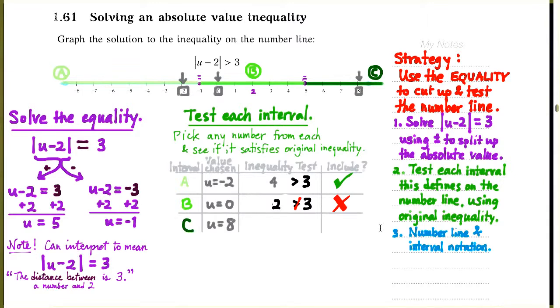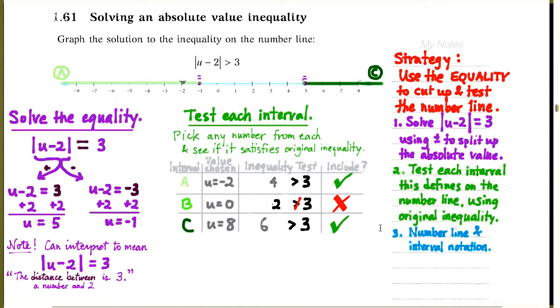And finally, for piece C, let's choose a number, I don't know, how about u equals 8? If I plug that number into my original inequality, I'll get on the left-hand side the absolute value of 8 minus 2, which is the absolute value of 6, which is 6. And is 6 greater than 3? Why, yes, it is. So, to tidy up here, we tested all 3 of the intervals, which may or may not be part of the solution to this inequality. And we found out that interval A and interval C both are part of the solution, while interval B is not.